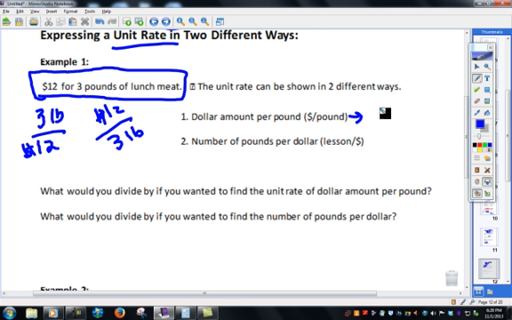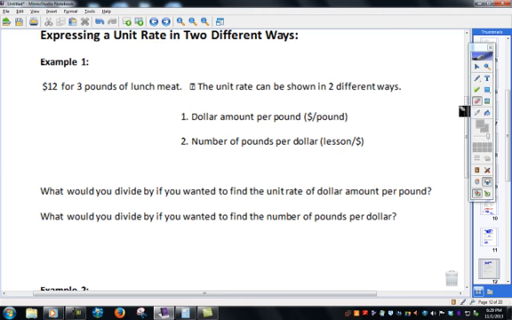per pound, so how much it costs per 1 pound, or you could give me the number of pounds per dollar. So I don't know how many pounds and how much that is for $1. Okay? So if we were going to do that, let's think. Okay? So first of all, if we're going to do dollar amount per pound, that means pounds has to be in the denominator. So there we go.